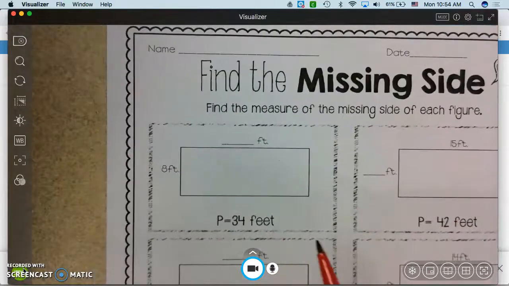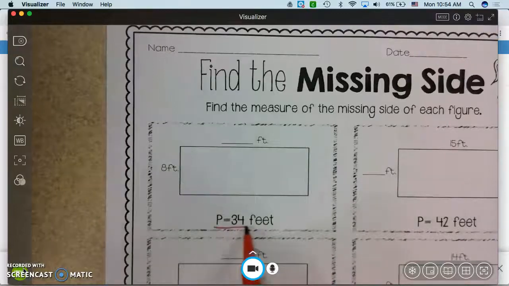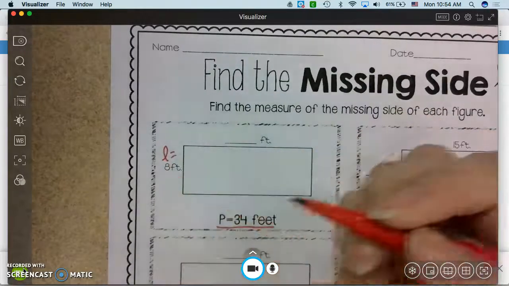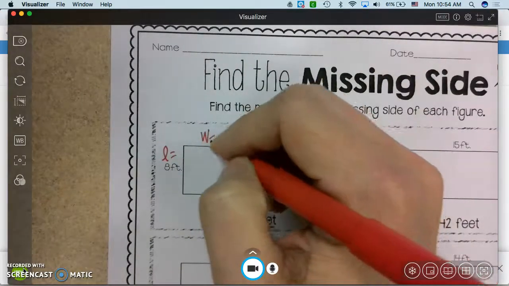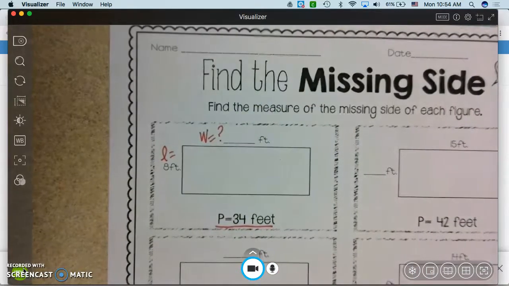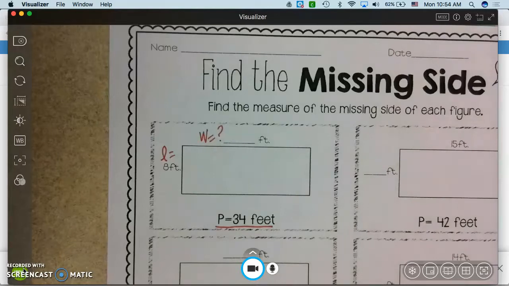So you're going to take note of the things that you know. You know your perimeter is 34 feet. We're going to say that this side is our length. So we know our length is 8 feet. And we don't know the width. That's what we're trying to find. So this is where writing your formula is going to be very helpful for you, because it's going to help you set up your problem to find the missing side.